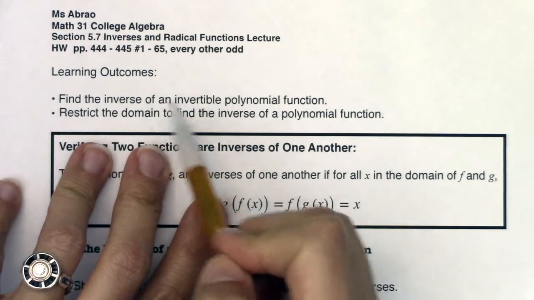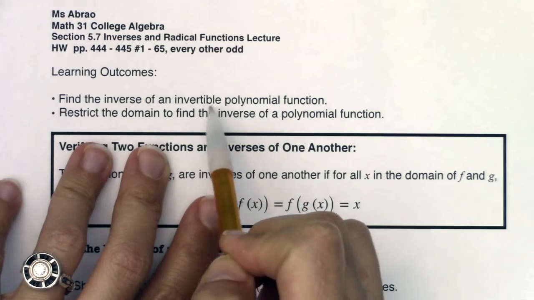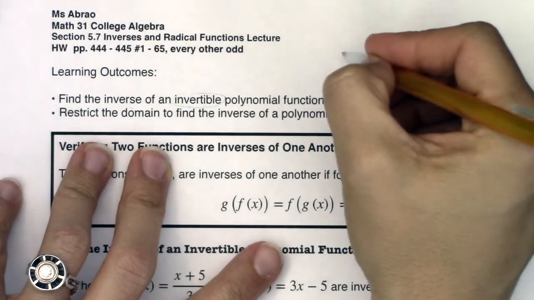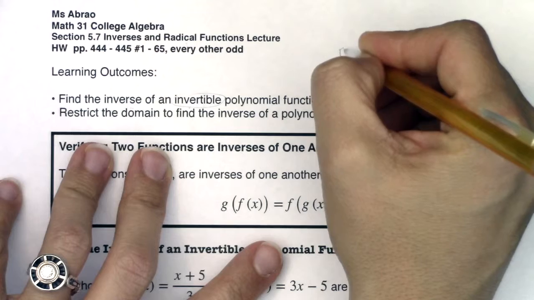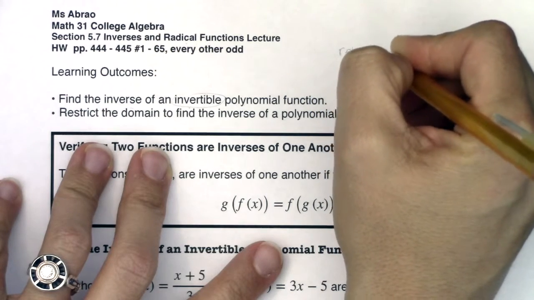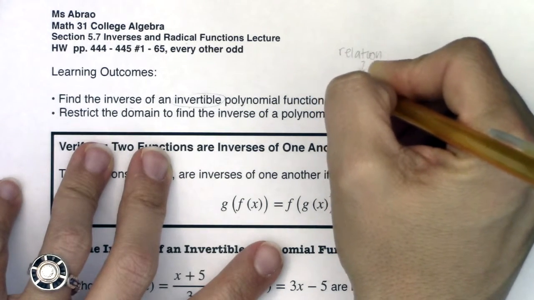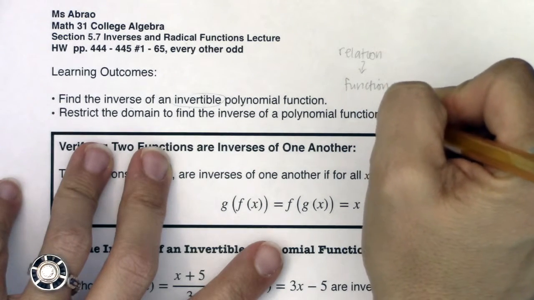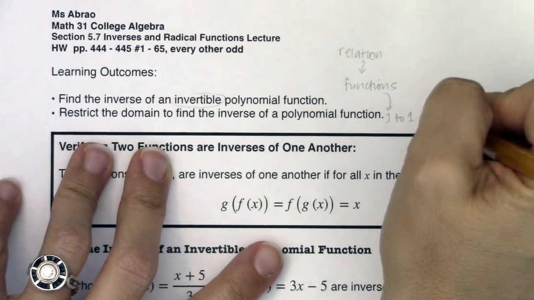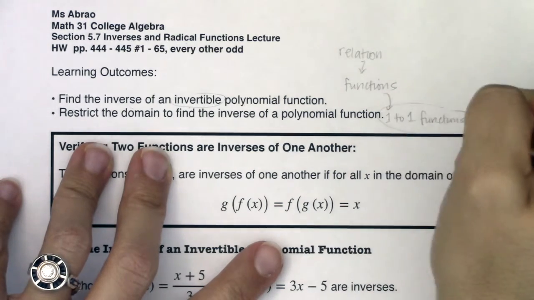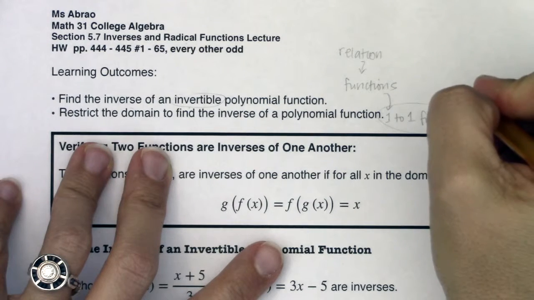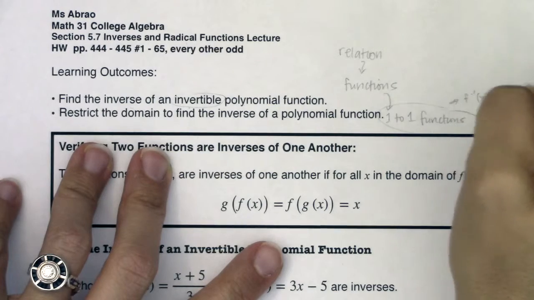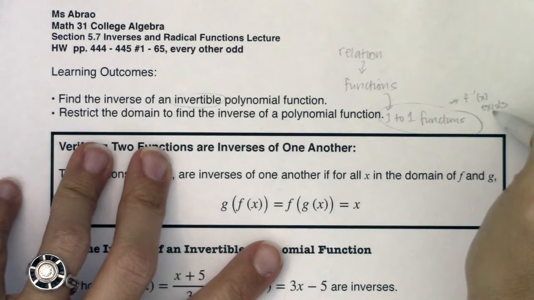So we're going to find the inverse of an invertible polynomial function. When I say invertible, it literally means that the inverse exists. Because if you remember from section 3.1, there's this hierarchy. Every set of ordered pairs is a relation. Certain relations are functions, and certain functions are one-to-one functions. And the functions that are one-to-one get this extra property that the inverse function exists. And when the inverse function exists, we say a function is invertible.